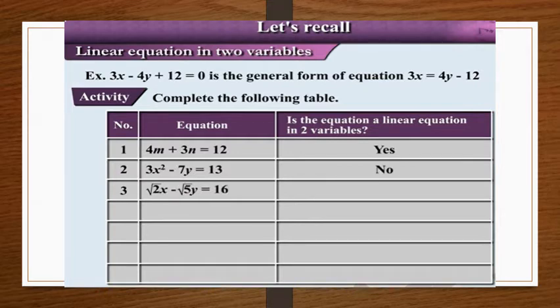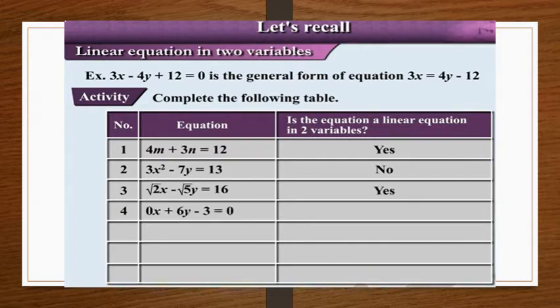Let us move on to third equation. Root 2x minus root 5y is equal to 16. So root 2 and root 5 are not variables, that is numerical values a and b. So their power is not concerned. Okay. So looking at that, we shouldn't presume. You need to look at the variables. So here x and y are two variables and the degree of these variables is 1. So this has to be a linear equation.